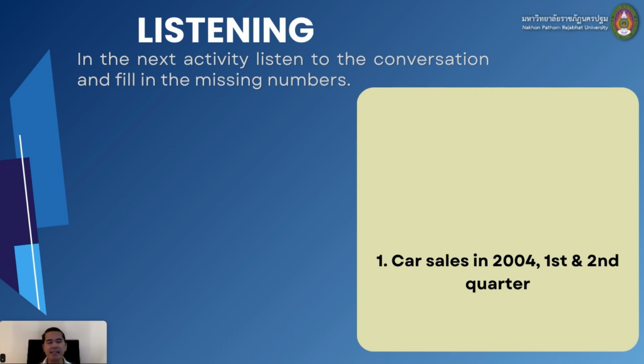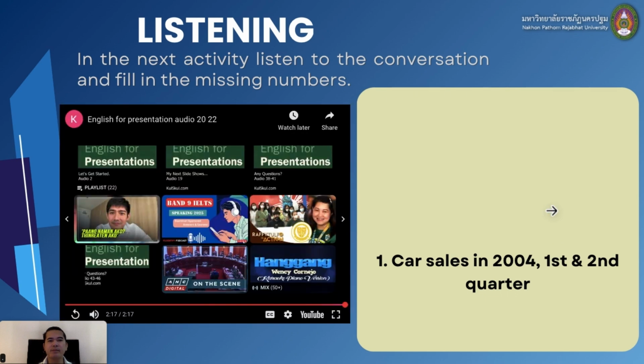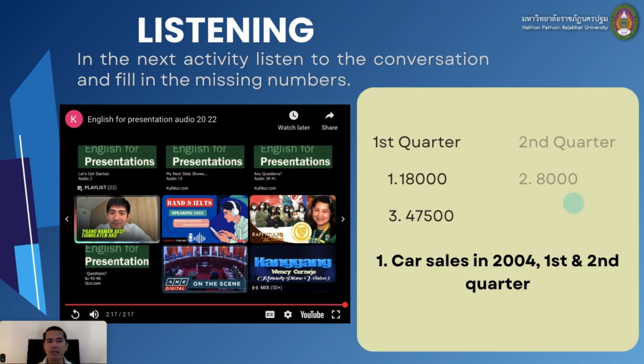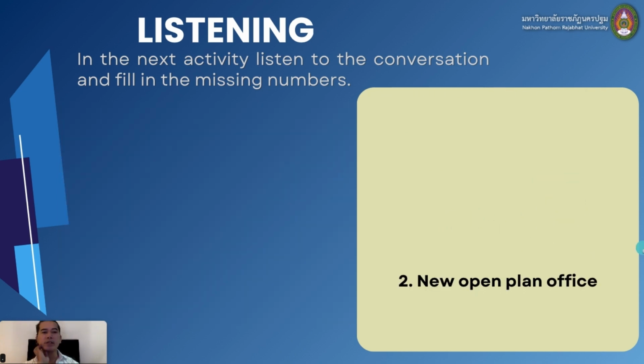Okay, so that's it. That's the listening all about. So let's answer now. Car sales in 2004, first and second quarter. So this is the information. The first quarter we have for number 1 is 18,000. The second quarter we have 2,800, and number 3 is 47,500.